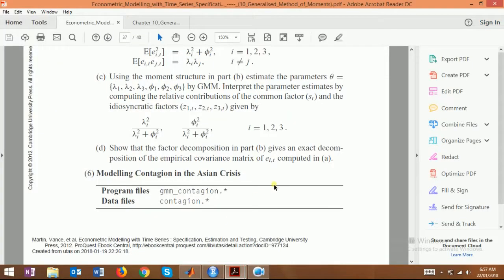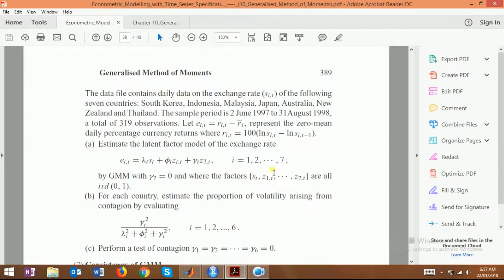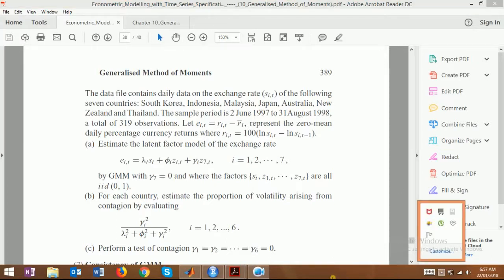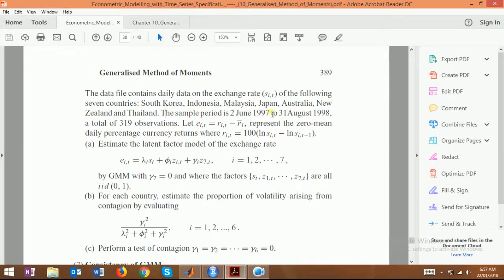So let's see if there is any function. First, let's read the question. Modeling contagion in Asian crisis. The data file contains daily data on exchange rates of the following 7 countries: South Korea, Indonesia, Malaysia, Japan, Australia, New Zealand, Thailand. The sample period is from 1997 to 1998, 319 observations. Let the residual represent zero mean daily percentage currency returns.